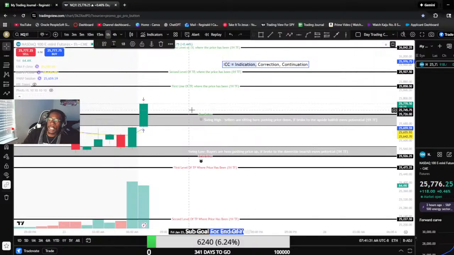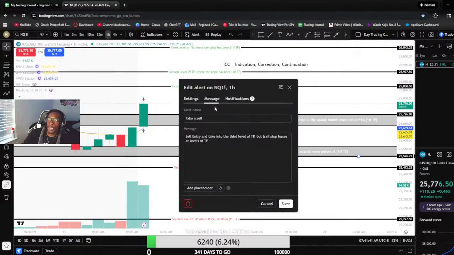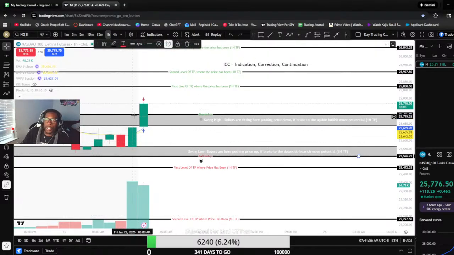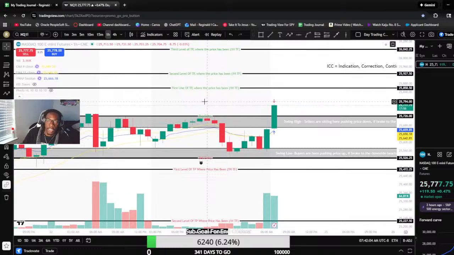So the indication is when this breaks out of that box. That's why I have that first alert set, because I want to know, okay, boom. Let me change this message to myself. This is the indication. So this indication shows, okay, the market wants to break out of this box. But notice, the market cannot break structure. It typically doesn't break structure on higher time frames.